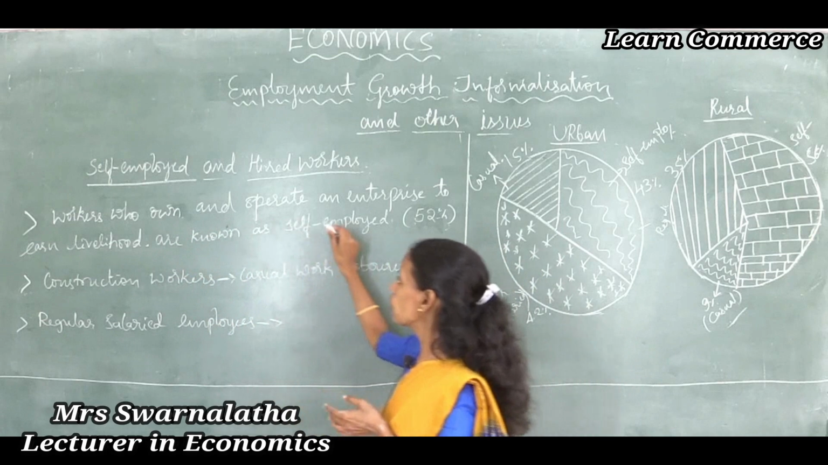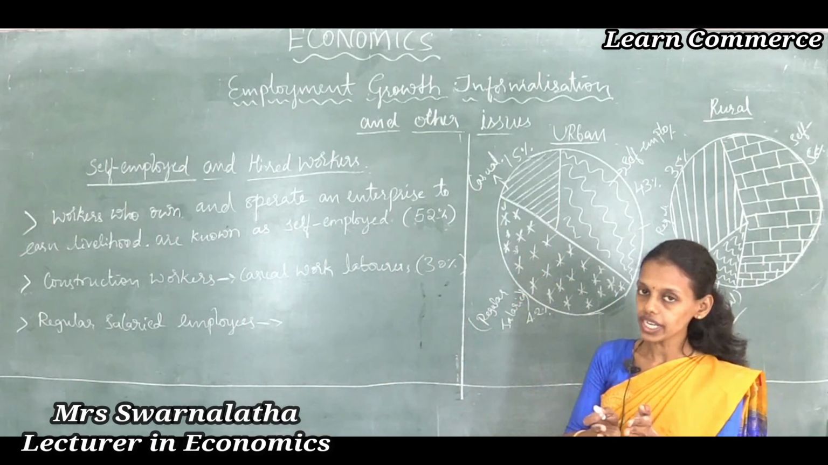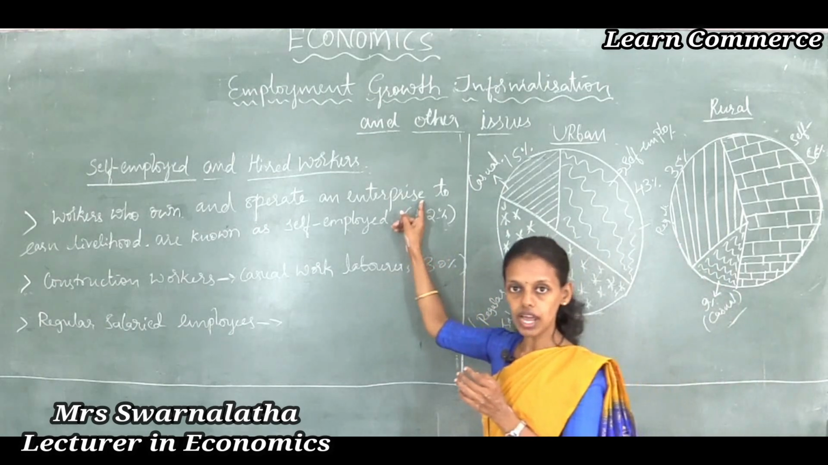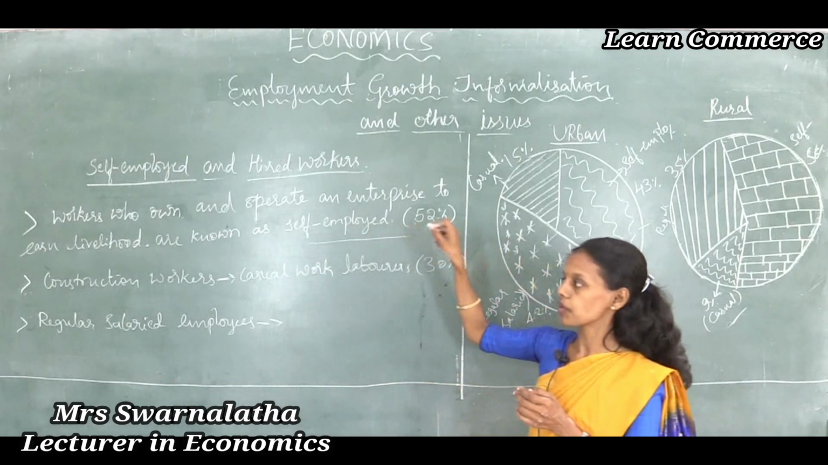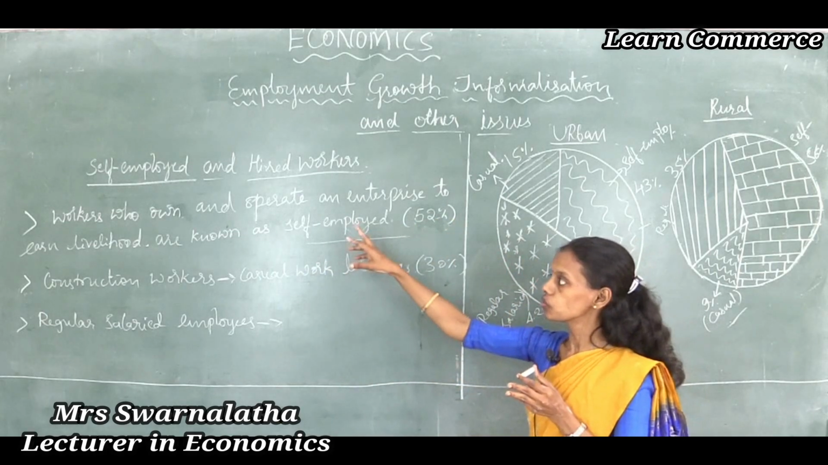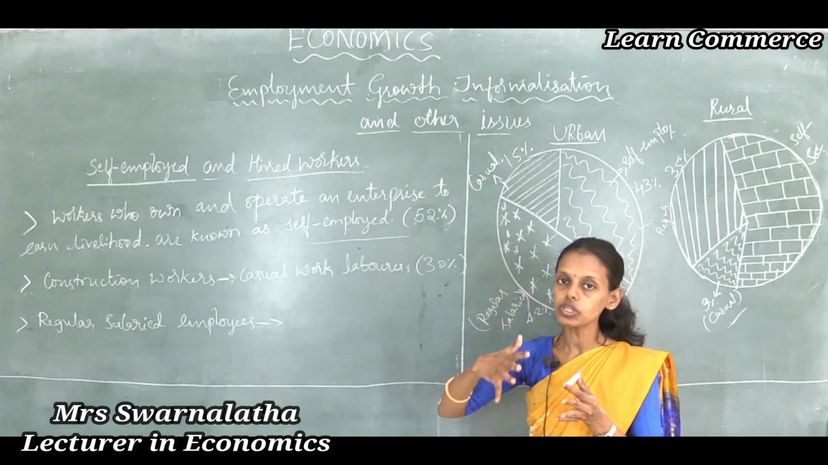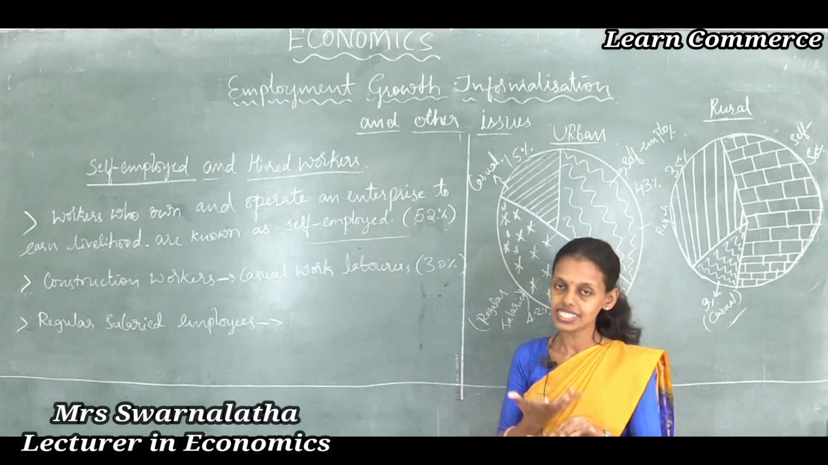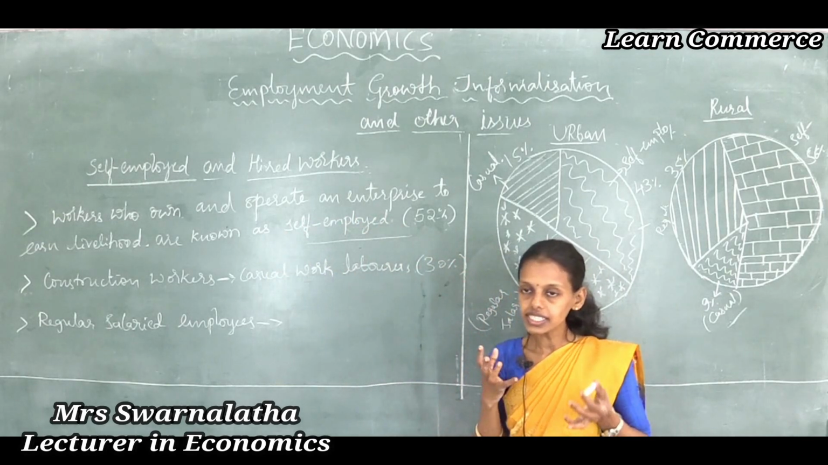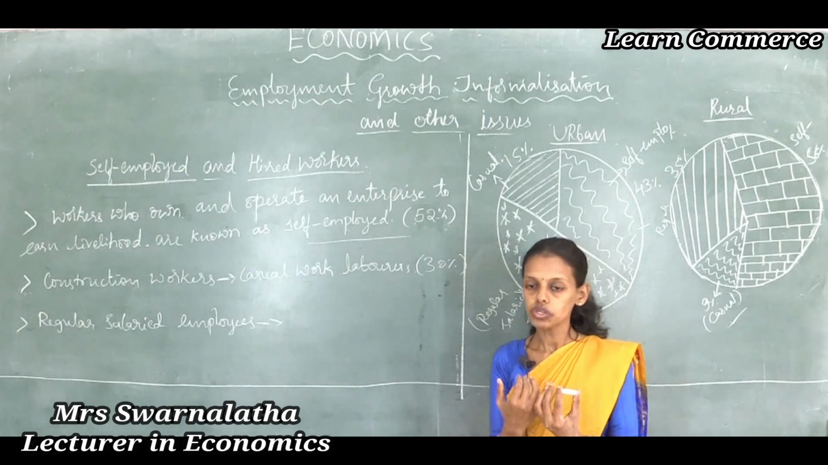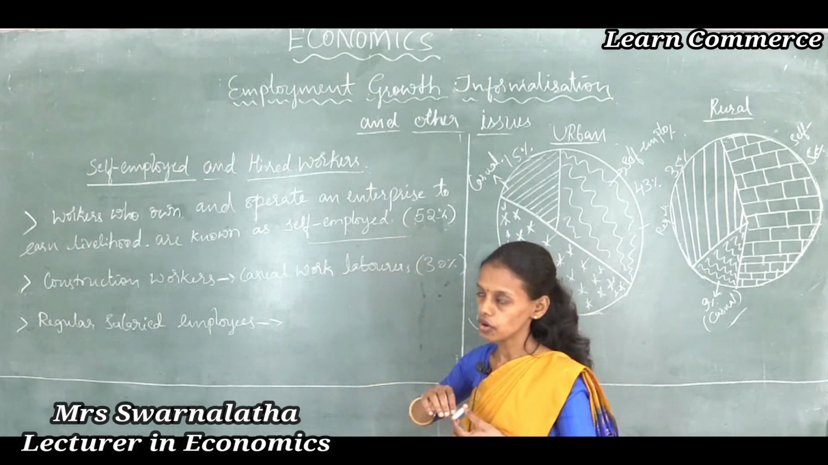Workers who own and operate an enterprise to earn a livelihood are known as self-employed. He himself owns and operates his enterprise, his business. He earns money for himself, and for doing his work he gets the profit. He is termed as self-employed.